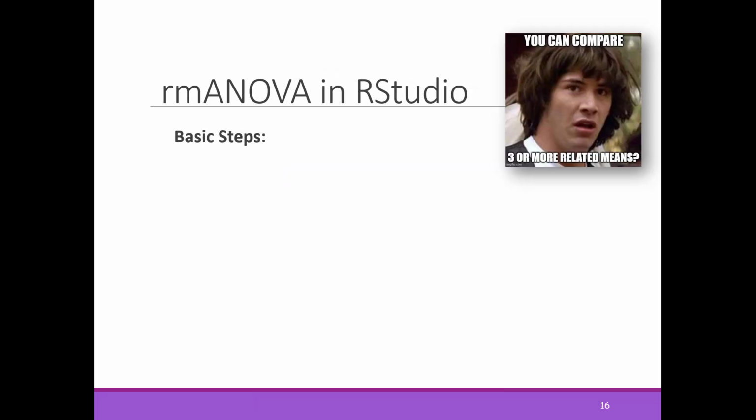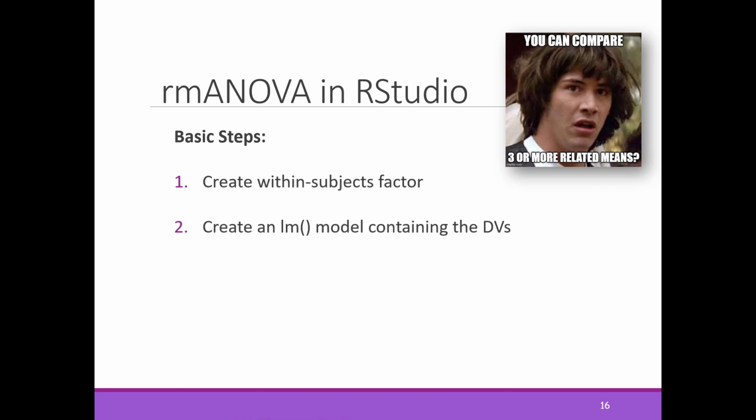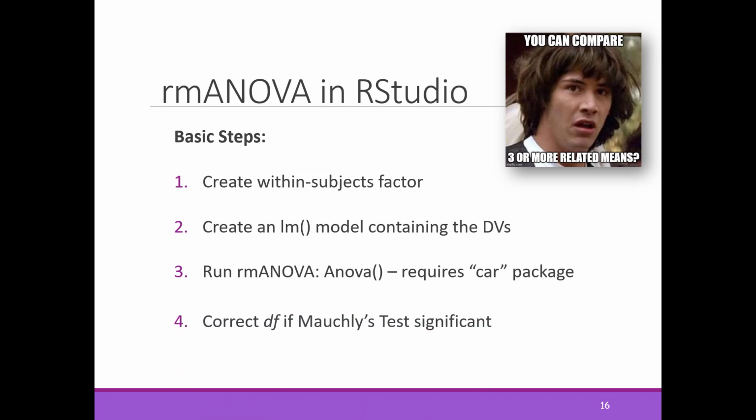Okay, and so let's talk about running repeated measures ANOVA in RStudio. And so first of all, what you want to do is to create the within subjects factor within RStudio. Then you would run an LM model containing just the DVs. You would put that into the repeated measures ANOVA using the big capital A ANOVA function, which you've seen before and requires a car package if you might remember. And I'll give you the code for that shortly. And then if Mauchly's test appears to be significant in your output, then you'd want to make corrections to your degrees of freedom for your F statistic. And so let's break down these steps.